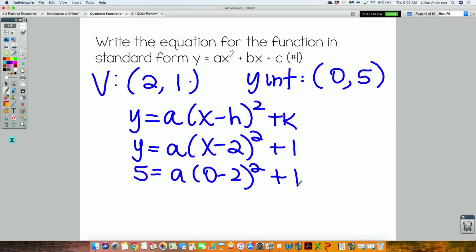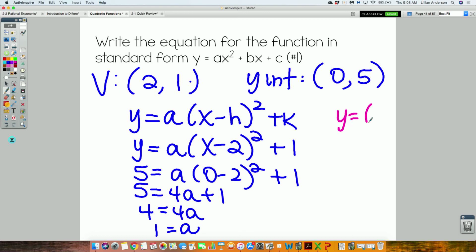0 minus 2 is a negative 2. Negative 2 squared is 4. So this becomes 5 equals 4a plus 1. 4a equals 4. a equals 1. Yes, sometimes it comes out that a was just 1 to begin with. Okay? Sometimes it happens that way. So now that I have my value of a, my equation in vertex form is y equals (x minus 2) squared plus 1.